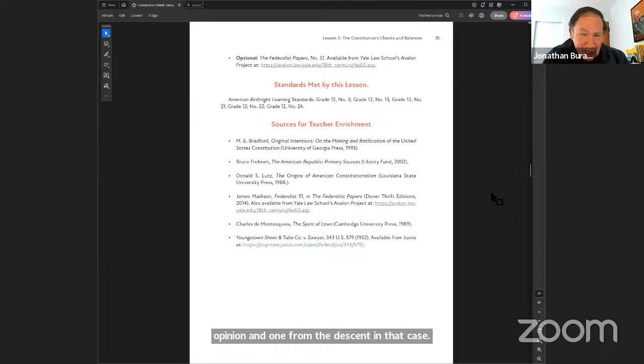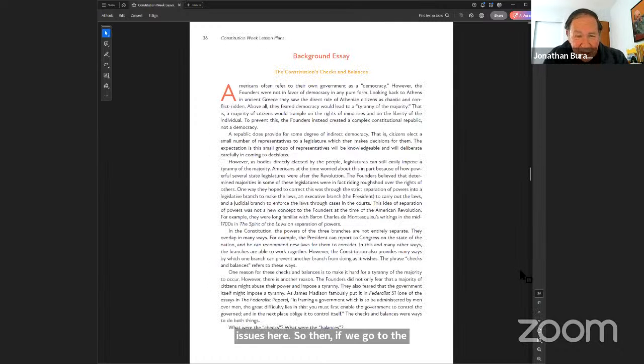This page just shows the American Birthright standards that the lesson meets, and some additional sources for teacher enrichment, books that are worth reading in connection with the issues here. Then, if we go to the next page, this is the typical background essay. It's a two-page essay that appears for every one of the five courses that students will read.